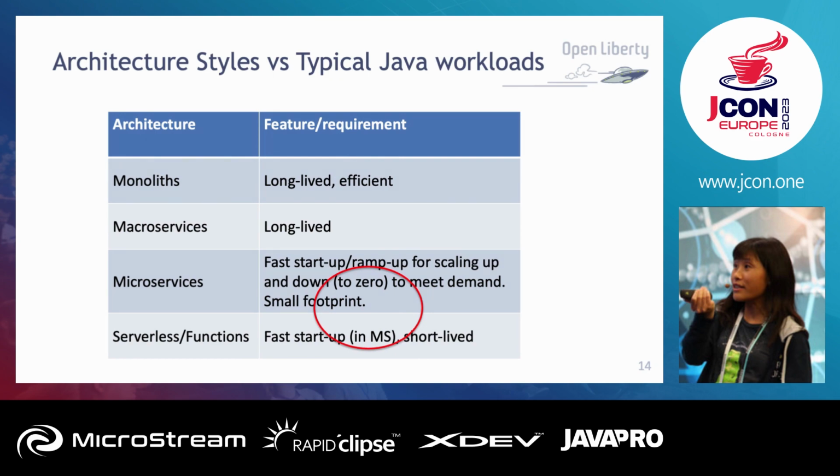So let's have a look at the features and requirements for the different architectures. For monoliths, some people still like monoliths a lot, especially the operations team, because once it gets started, it's basically running without any problems. It's long running and quite efficient.